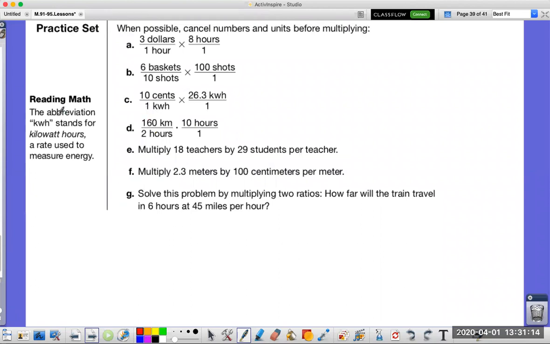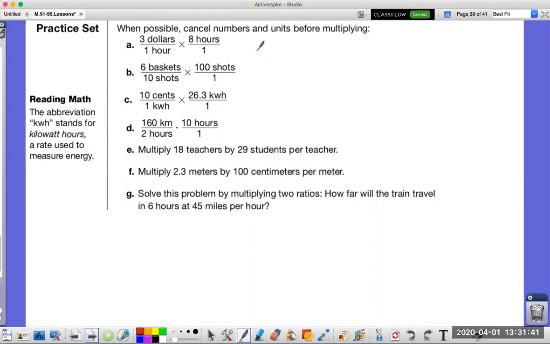So keep in mind the abbreviation for kWh stands for kilowatt hours, a rate used to measure energy. So if you're curious about letter C here, it means kilowatt hours. So if you get into the electrical industry or any kind of industry that uses electricity, that's going to be pretty important for you guys. Let's look at this first one though.